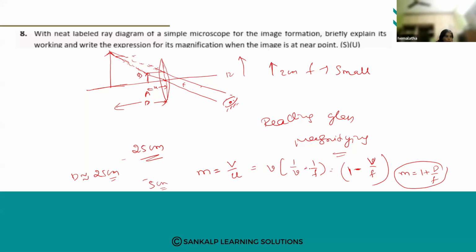If a question like this is given, you can solve it easily by substituting all this: 1 minus v by f. Here v is negative, and negative of negative is plus, and d is nothing but this distance, the distance for comfortable viewing. This magnification is also equal to d by f. They will ask about this, so you have to define and solve it.